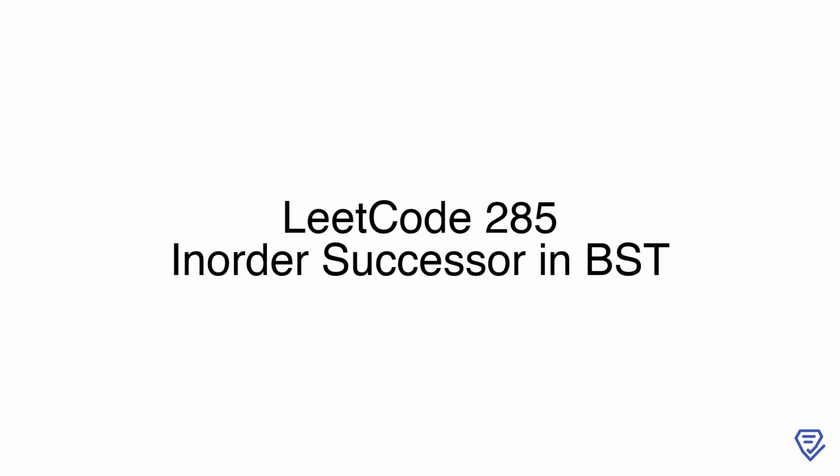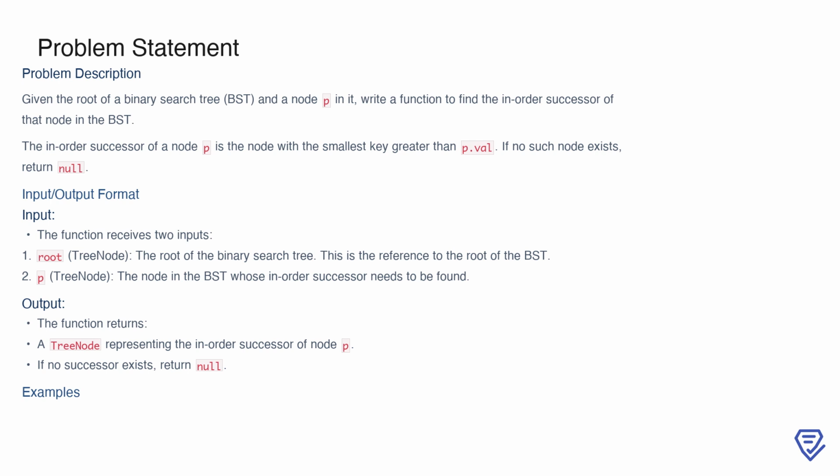Let's dive in. The problem asks us to find the in-order successor of a given node in a binary search tree, or BST. The in-order successor of a node is the node with the smallest value that is strictly greater than the given node's value. If no such node exists, we return null.